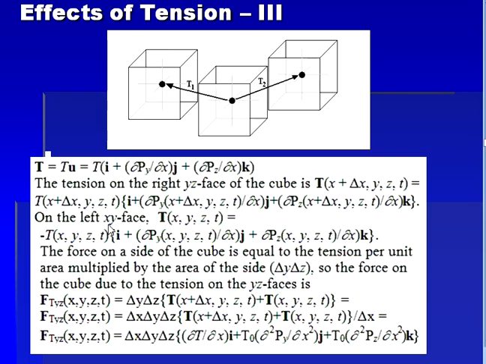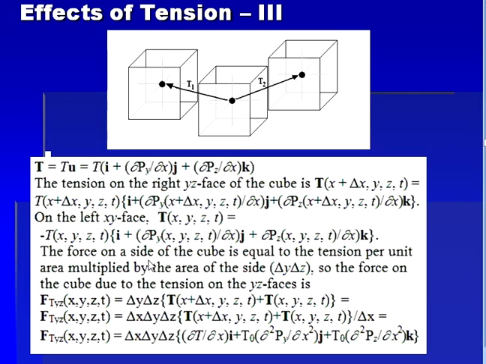On the left YZ face, we'll have the magnitude of the tension evaluated at x, y, z, and t. And we also notice that on the left YZ face, the tension points in the opposite direction, so we have a minus sign that's introduced. We then have the unit vector evaluated at the left YZ face.